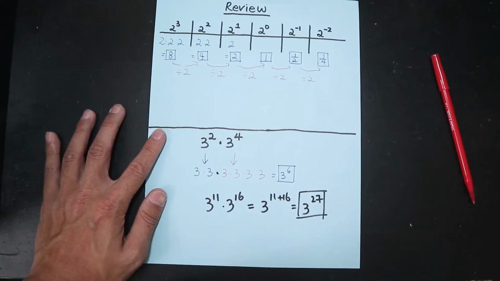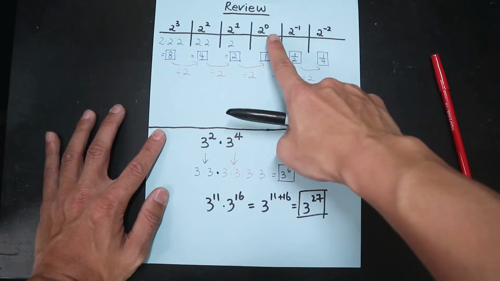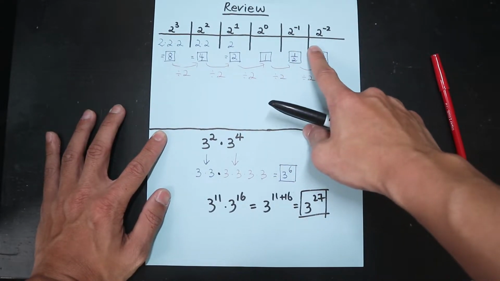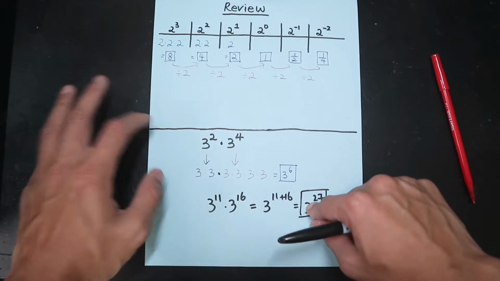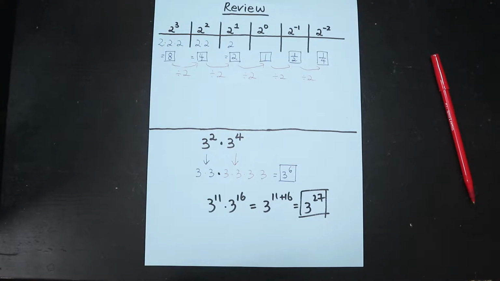So we're going to discover 3 shortcuts today: the zero exponents, the negative exponents, and also the product rule. That's what we call it. Okay, so let's go to the next lesson.